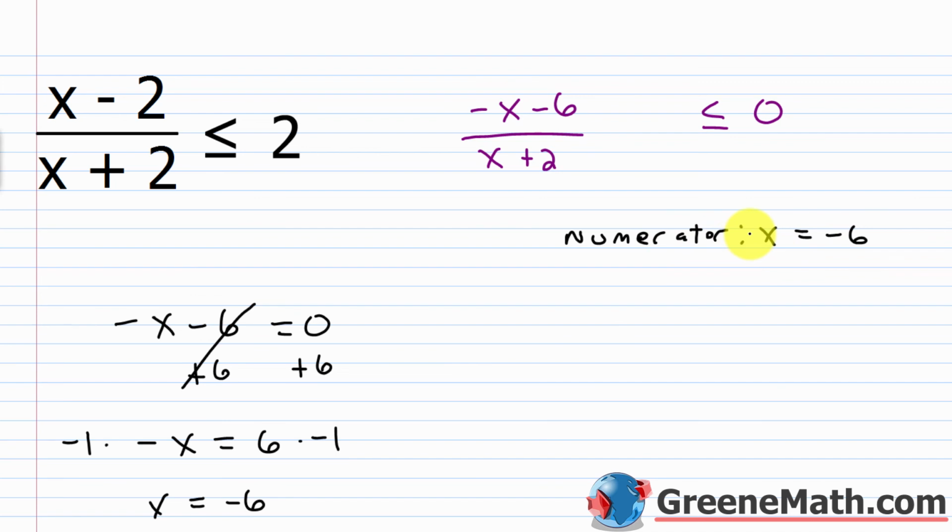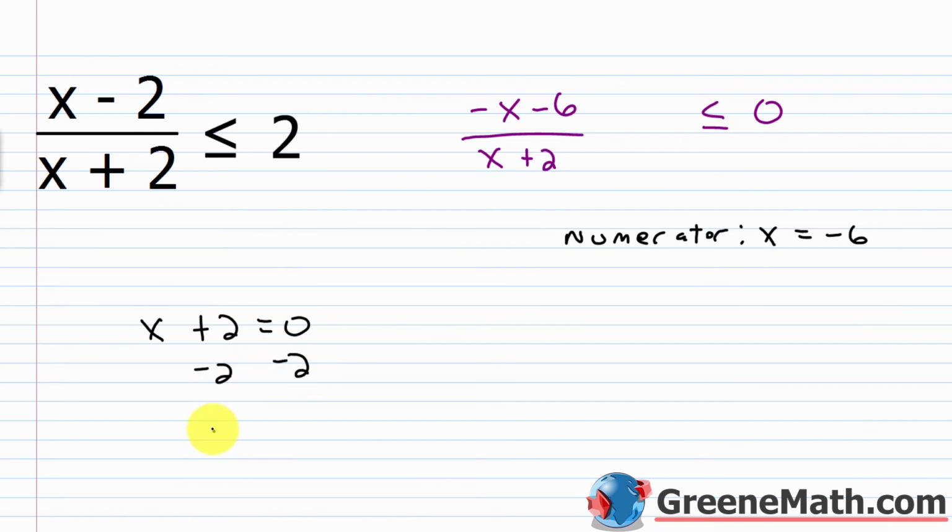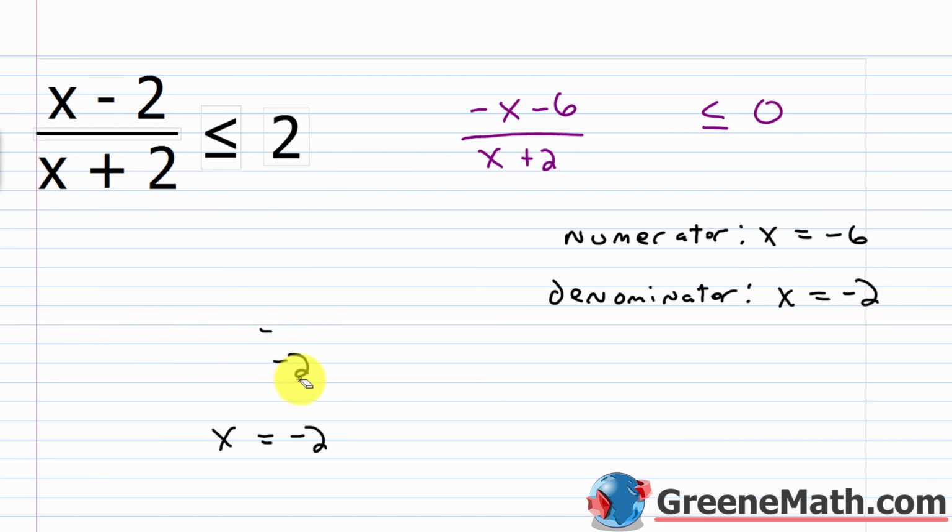Okay. For the denominator, we have x plus 2. So x plus 2 is equal to 0. Subtract 2 away from each side of the equation. You get x equals -2. So for the denominator, x equals -2. So in this case, we have a non-strict inequality.